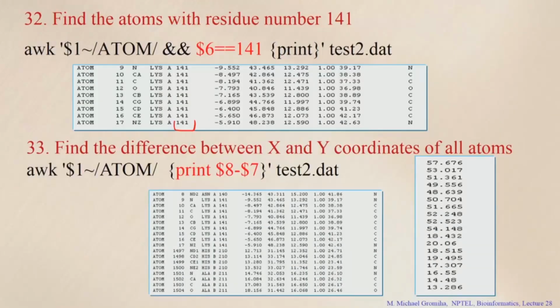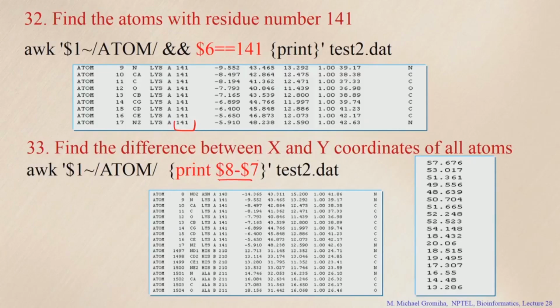It is also possible to use operators. Now, we can do various operations like plus, minus, addition, subtraction, multiplication, division, right, many operations you can do. First, I show one example: get the difference between two columns, for example 8 and 7, right. So, how to get the difference? Here you just give subtract.